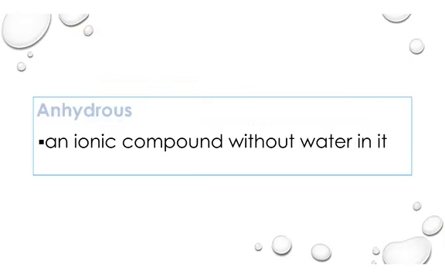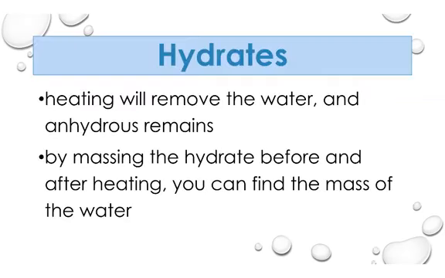Another word we need for today is the word anhydrous. Anhydrous means that we have removed the water from our hydrate. So anhydrous means just the dry remaining ionic compound. So the water has now been left. So how would we get rid of the water, you ask? Well, we would heat it. Heating it up can remove the water, and so the leftovers become the anhydrous. And by massing the before and after, the hydrate with the water minus the ionic compound without the water, we can get the mass of the water.